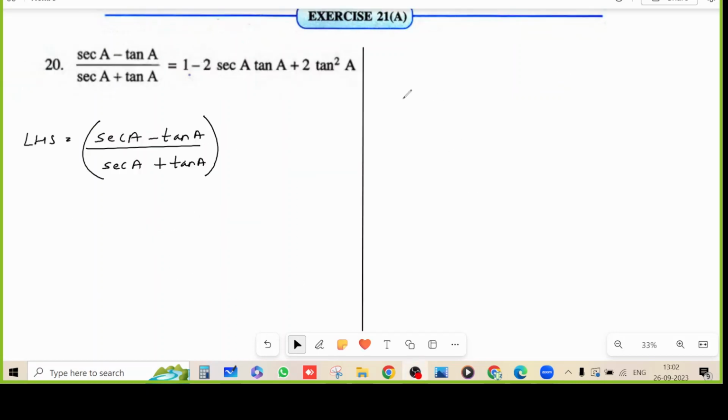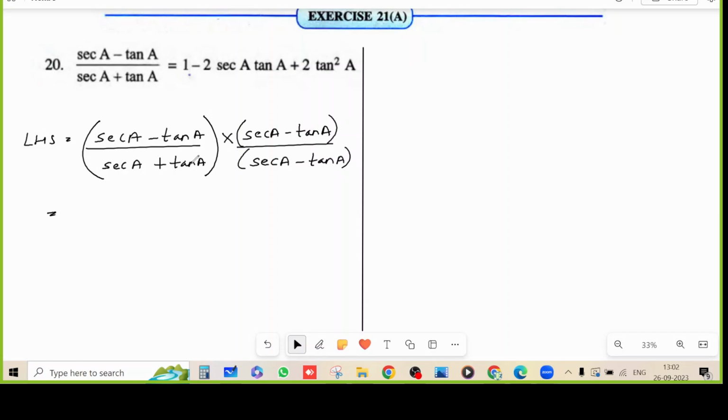This is question number 20, where the left hand side is equal to sec A minus tan A upon sec A plus tan A. In this question, we will multiply the numerator and denominator both by sec A minus tan A. If you will closely observe, this looks like a formula of sec A minus tan A whole square. So we will use this formula now, and we will try to create this formula by multiplying the numerator and denominator both by sec A minus tan A.